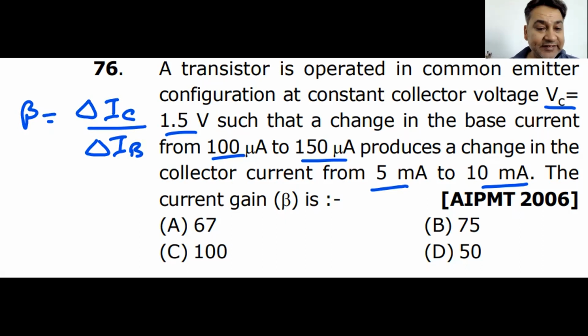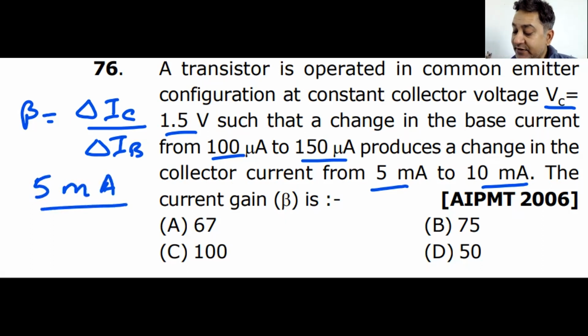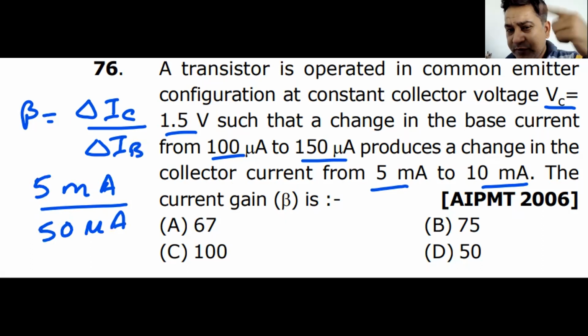What is the answer for 76? Change in emitter current is 5 milliamps, divided by change in base current, which is 50 microamps. Yes, sir, 50 microamps. So this is the answer. The only thing is the difference in the units. Milli is 10 raised to the power -3. Micro is 10 raised to the power -6. You just have to multiply and divide.